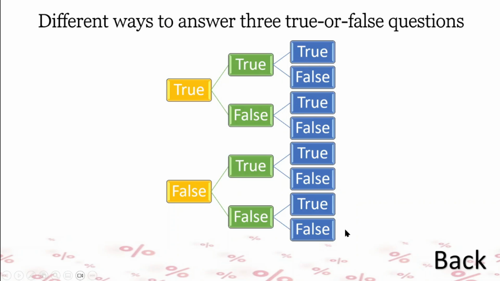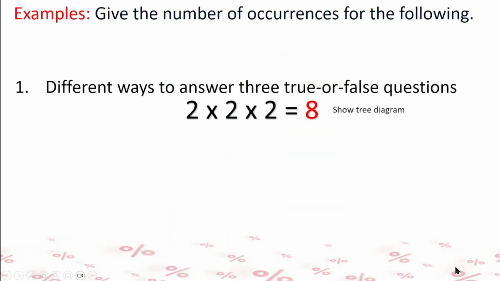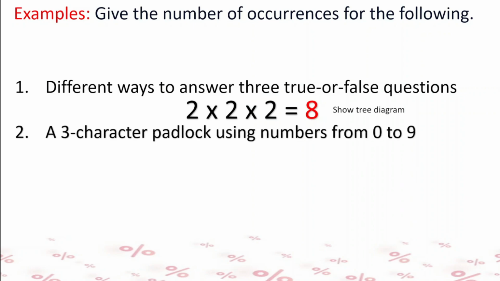So there really were 8 answers that we can come up with if we are given 3 true or false questions. Now, let's have the second question. How many possible combinations can you have if you have a padlock which requires 3 characters using numbers from 0 to 9 each? Okay, the first question is, how many events are there?